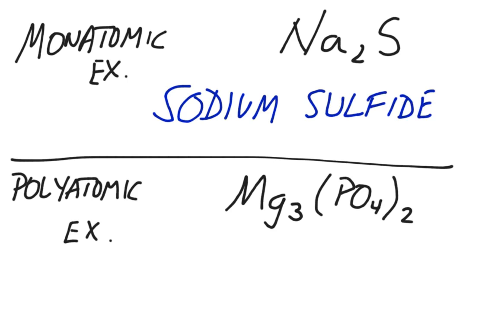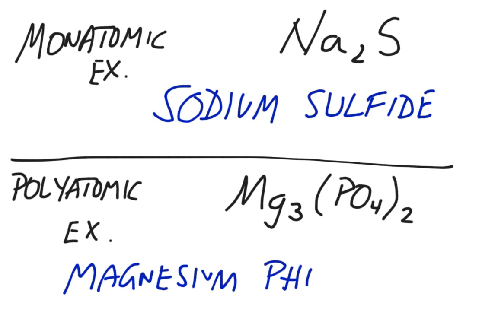Take about 15 seconds now and try and solve the bottom one. Though it looks complex, we don't use any prefixes here, and we simply name the cation followed by the name of the anion. Hopefully you're able to come up with the name magnesium, which is the cation, phosphate, the anion.